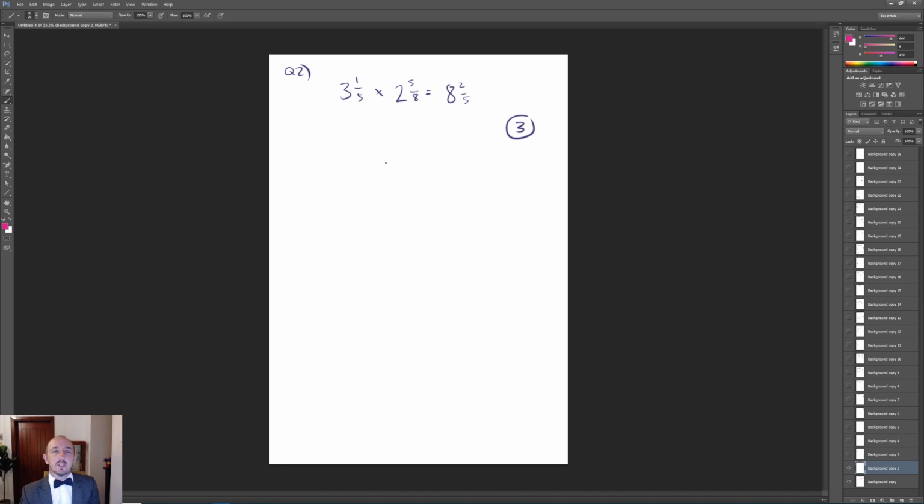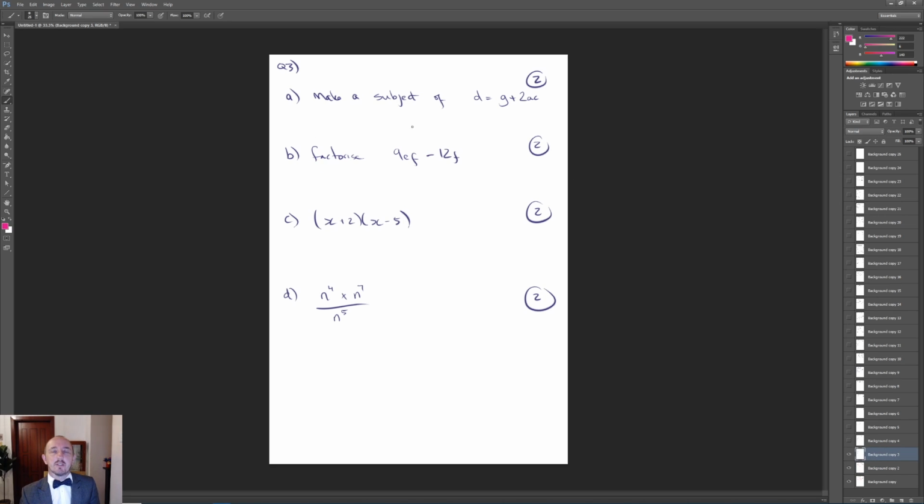For question 2, we're doing a show that question, so we always, with these fractions, make them top heavy. So we're going to turn this into 16 over 5 and multiply that by 21 over 8. We can cross cancel a little bit of this, so we've got an 8 here and a 16, so that gives us 42 over 5. And then we divide 5s into 42, which go 8 and 2 remainder, so we've got 8 and 2/5. Okay, so that question is worth 3 marks.